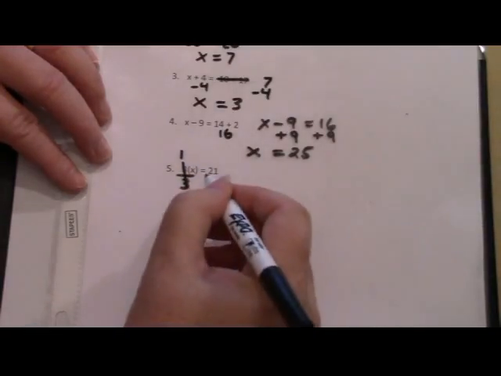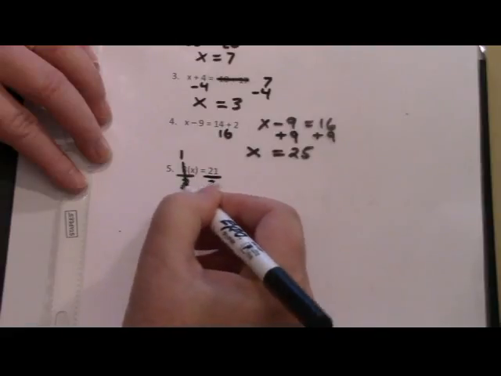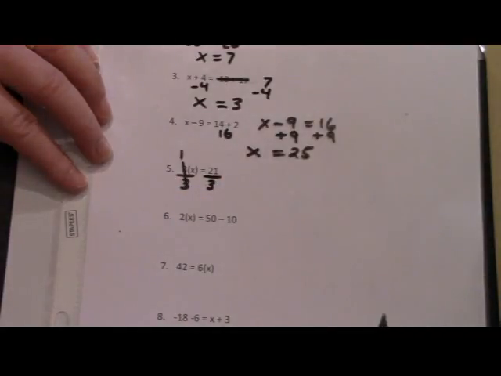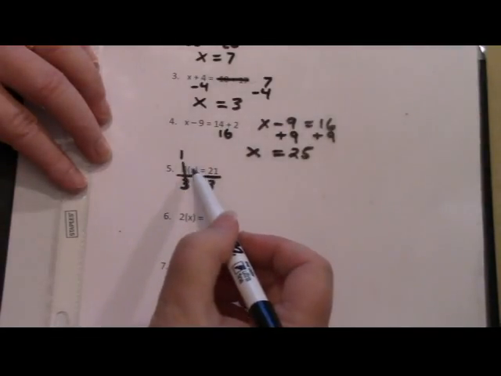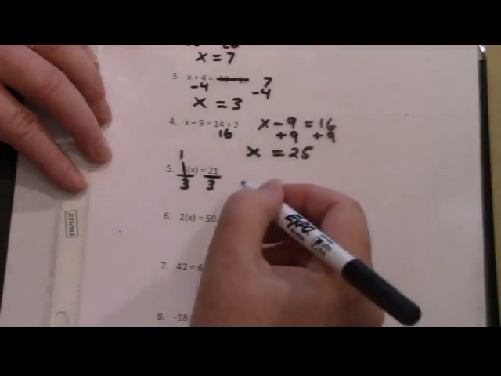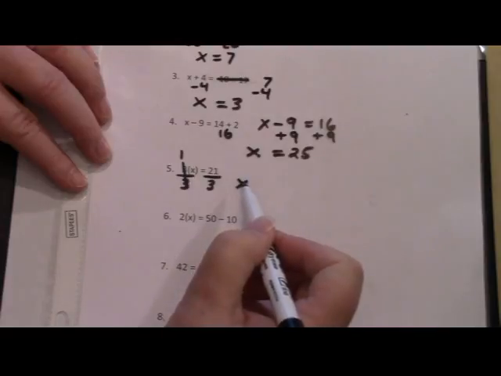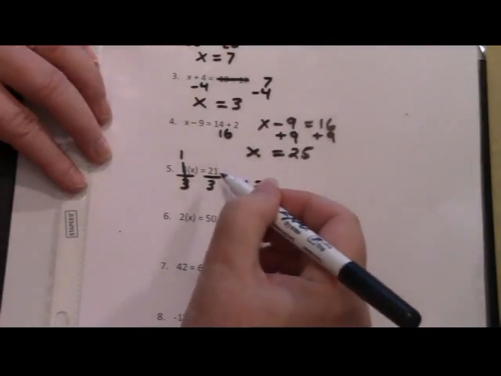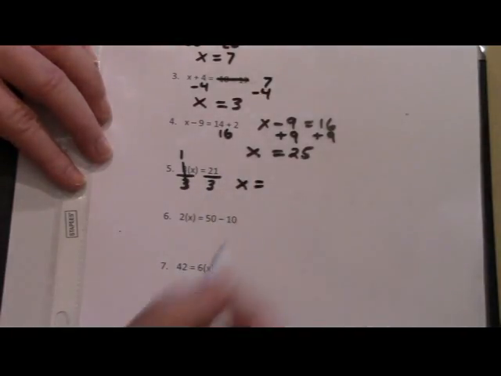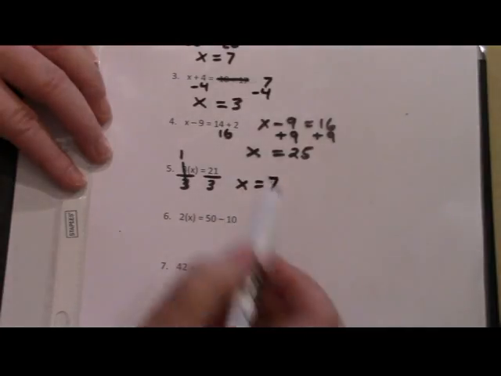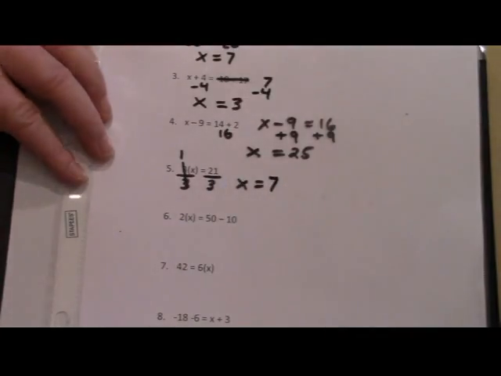Golden rule, if I'm going to divide this side by 3, I have to divide this side by 3. So this becomes 1x, and 1 times anything just means it's x. Once you've canceled that, you're just left with x by itself. What is 21 divided by 3? That would be 7, because 3 times 7 equals 21.